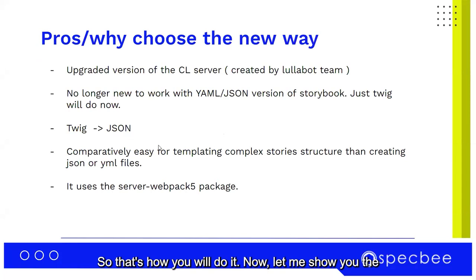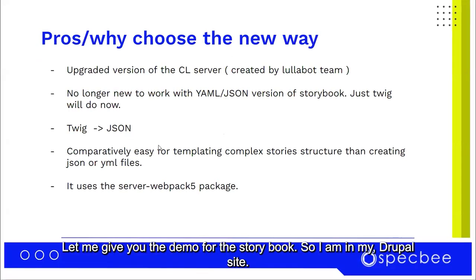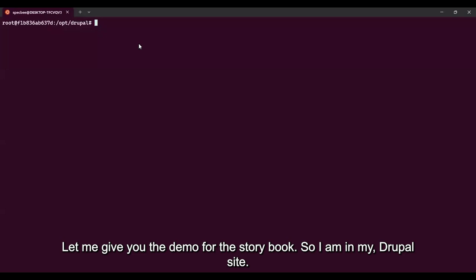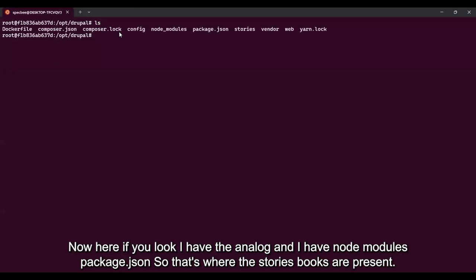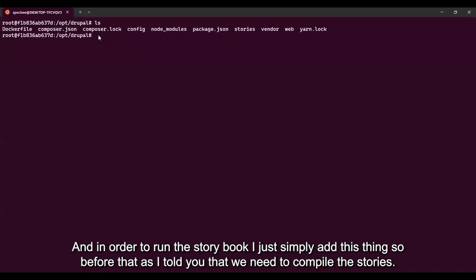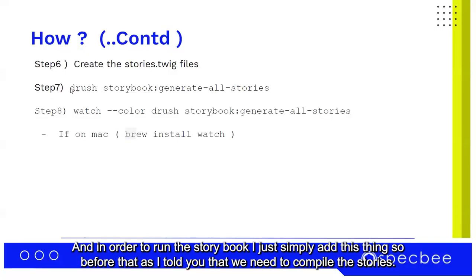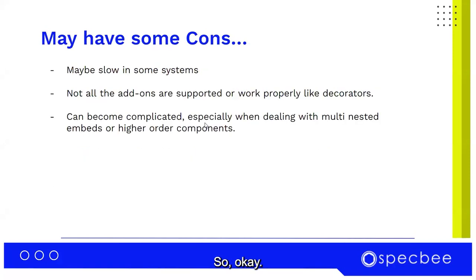Now let me give you the demo for the storybook. So I am in my Drupal site. Here, if you look, I have the yarn lock, and I have my node package JSON, so that's where Storybook is present. And in order to run the storybook, I simply add this. But before that, as I told you, we need to compile the stories.